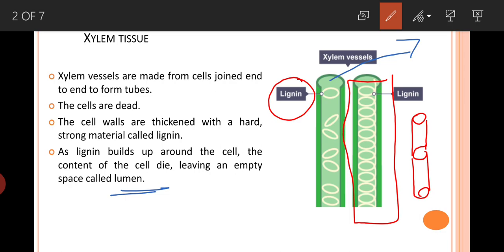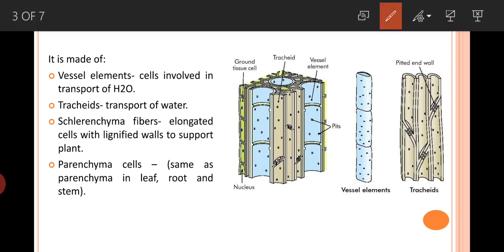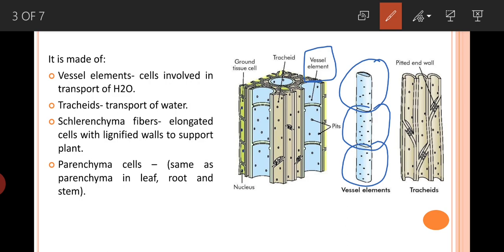And let's see which are the types of cells found in the xylem tissue. As I mentioned in the previous section, the xylem vessels are made up of vessel elements which are joined together end by end to form a long tube. Vessel elements are the first type of cells found in the xylem tissue, and they are involved in the transport of water. So the second type are tracheids.